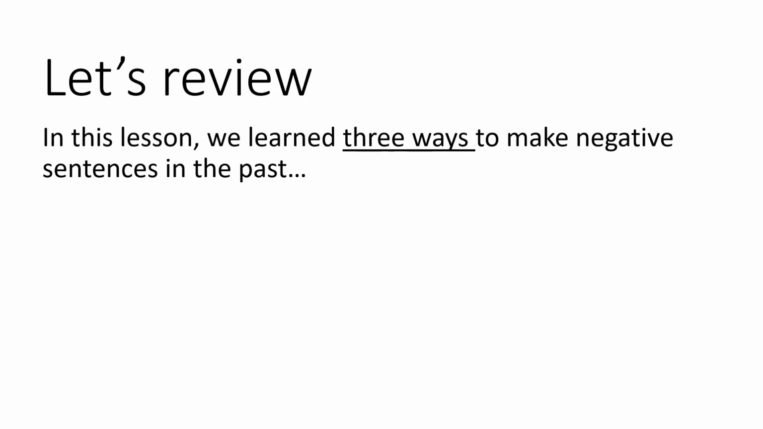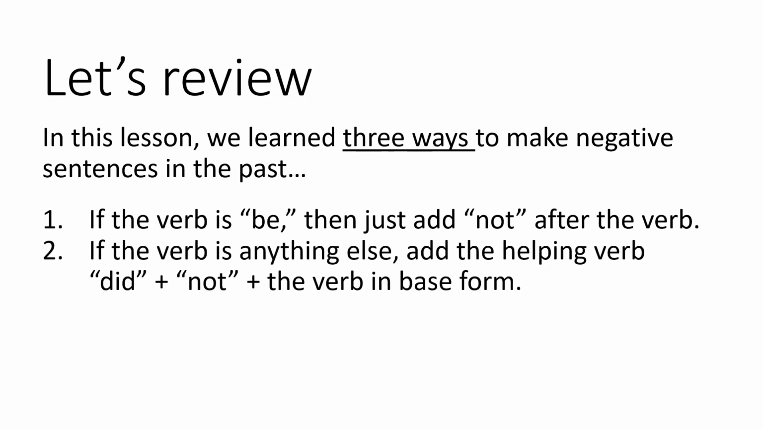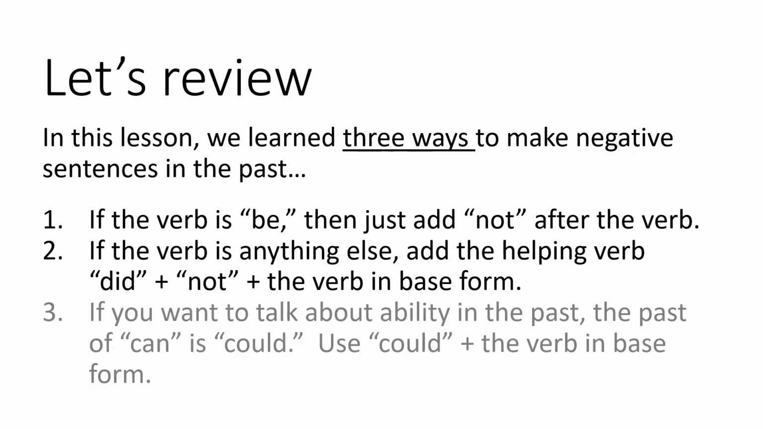So just for a quick review, in this lesson we learned 3 ways to make negative sentences in the past. If the verb is be, just add not after the verb. If the verb is anything else, add the helping verb did plus not plus then the verb in the base form. And finally, if you want to talk about ability in the past, the past of can is could. So use could plus the verb in the base form. That's it for this lesson. I hope that was helpful.